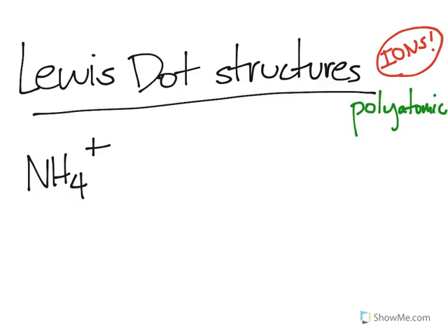Today we're going to take a look at Lewis dot structures again, but this time we're going to look at polyatomic ions. Specifically polyatomic ions, and let's give a definition for that.